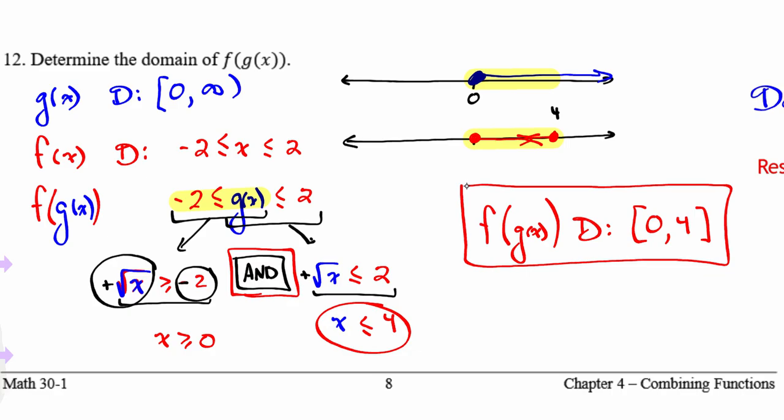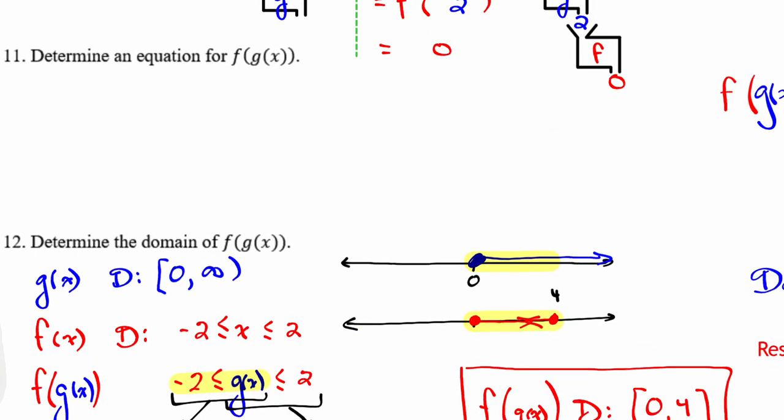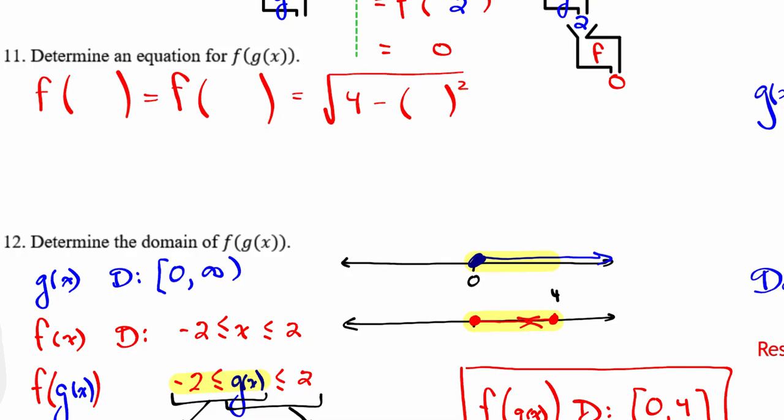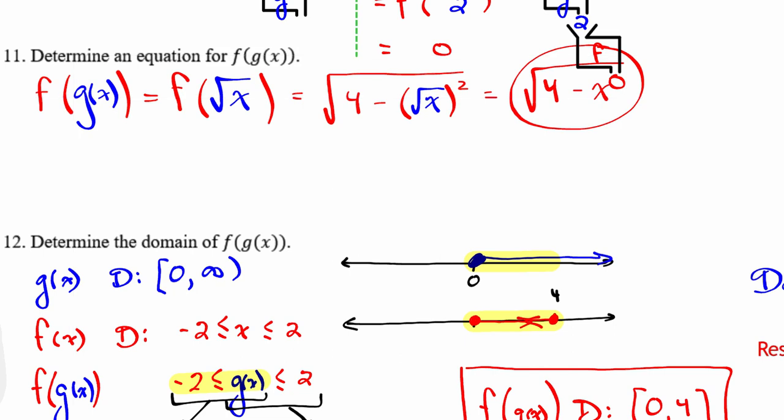Let's look back at the equation. And let's see if we could figure that out from the equation. There's my f of x function, the square root of 4 minus x squared. In place of the x's, I plug in the g of x function, which is the square root of x, giving me the square root of 4 minus x. I'll move this 0 and that function machine out of the way here.